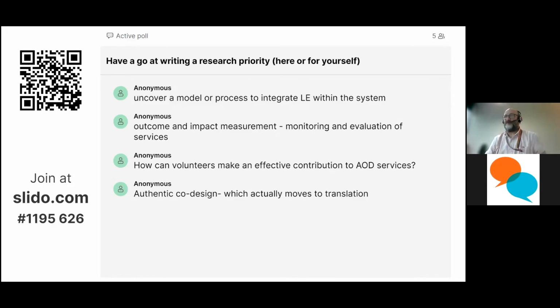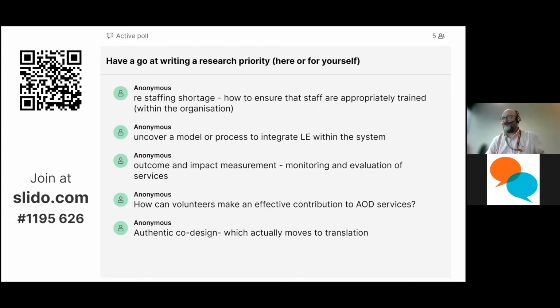Okay, well, here we go. Staffing shortage, how to ensure that staff are appropriately trained within the organization. Okay, so that could be a question of what's the best method to get training to people. Cool. There's some great ideas to get us started. I'll try to keep them in mind when I'm talking on the next couple of slides.